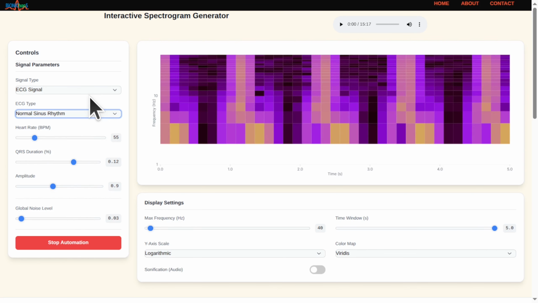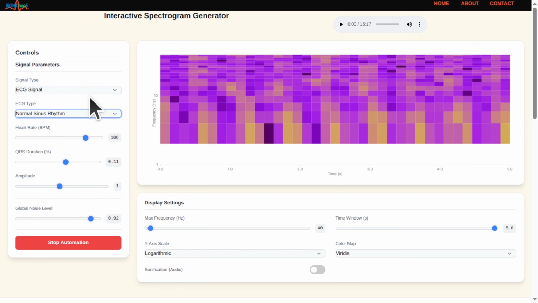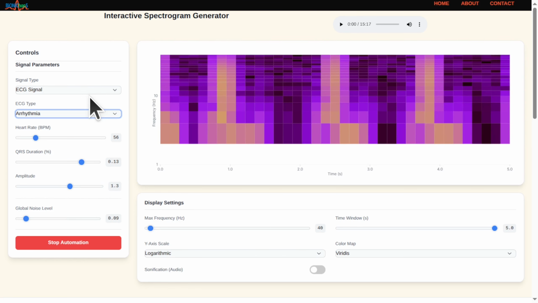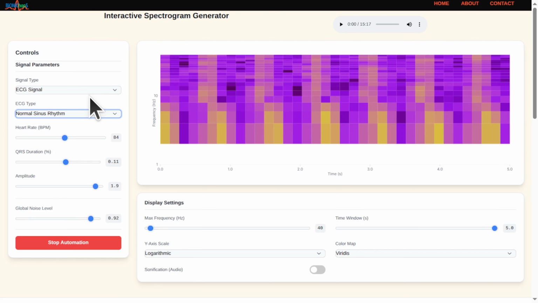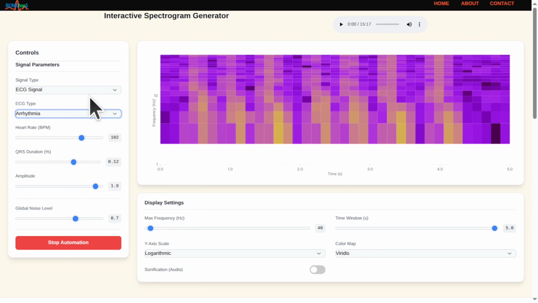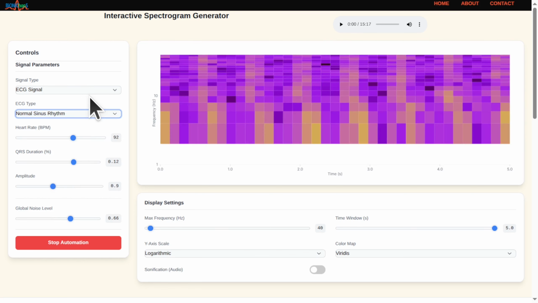Generally, for a normal ECG, we analyze frequencies from about 0 up to 100 hertz. But for arrhythmias, especially fast ones, we might need to look up to 200 hertz because important information about those rapid rhythms can be hiding in those higher frequencies. Anything higher than that is usually just noise.